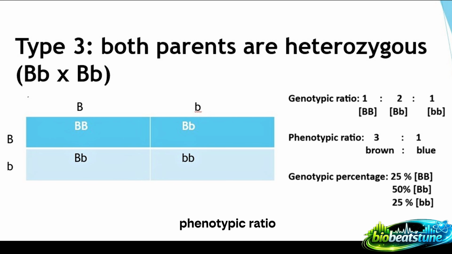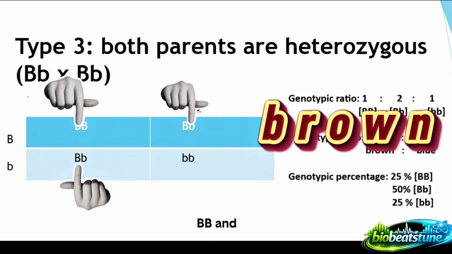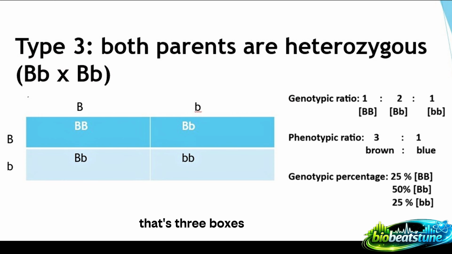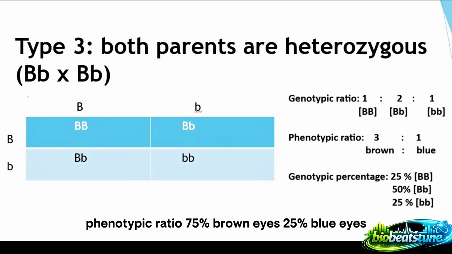Phenotypic ratio: capital B, capital B and capital B, lowercase b result in brown eyes. That's 3 boxes. Only the lowercase b, lowercase b box results in blue eyes. That gives us the famous 3-1 phenotypic ratio, 75% brown eyes, 25% blue eyes.